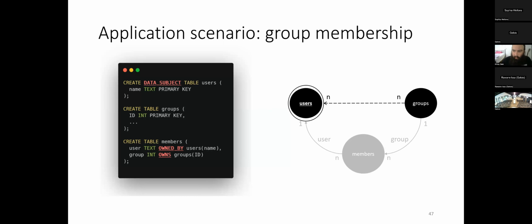This is a common pattern that abstractly encodes a many-to-many ownership relationship between the users and the groups that they are a member of.